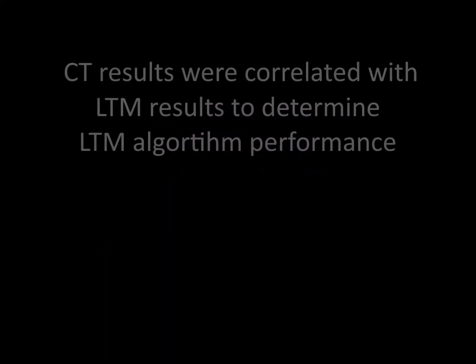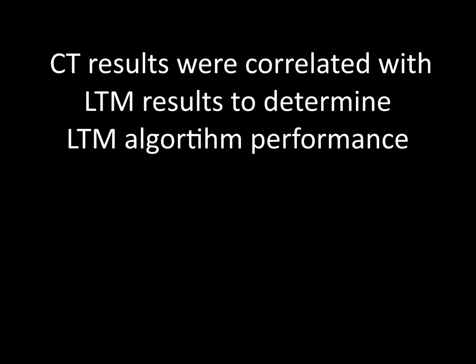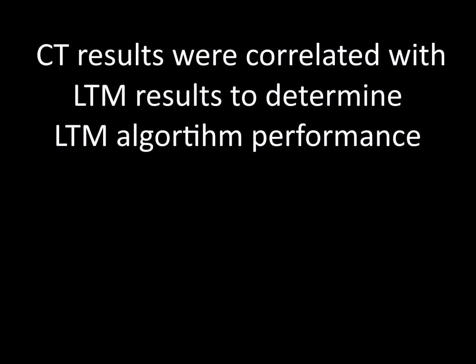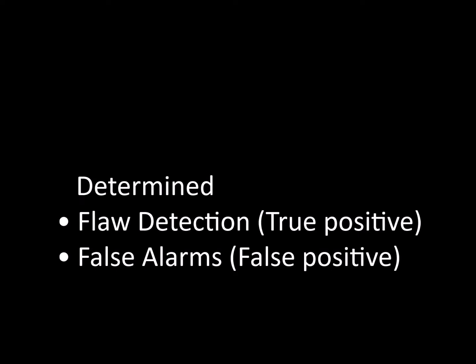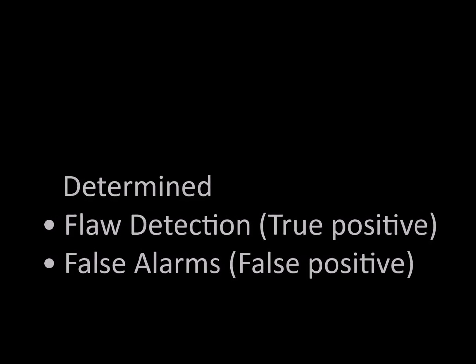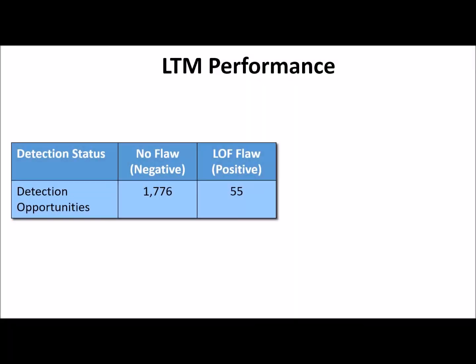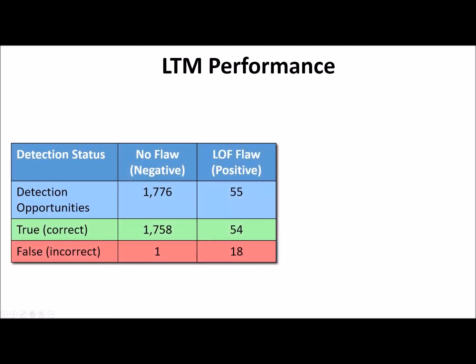CT results were correlated with LTM results to determine LTM algorithm performance. We determined the probability of flaw detection, true positives, and the false alarm rate, false positives. In total, more than 1,800 layers were produced in multiple test parts, where 55 layers contained seeded flaws. The LTM algorithm correctly found or detected 54 of these 55 flaws. It also found or detected 18 flaws improperly within the 1,758 nominal quality layers.